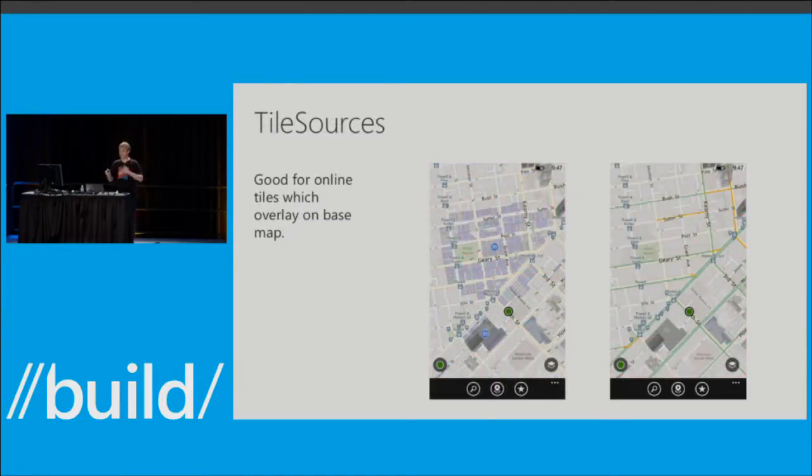And then last but not least, tile sources. Our tile sources in this release are good for online tile scenarios, especially ones which have opacity to the base map, and they're just used to lay on top. There's two examples from the Here Maps app. One is their Venue Maps implementation, which uses tile sources, and then their traffic overlay as well.